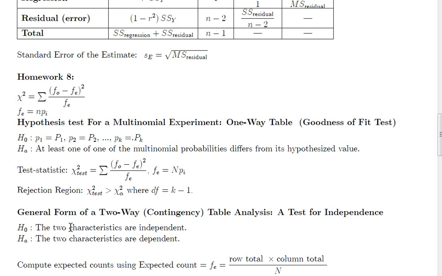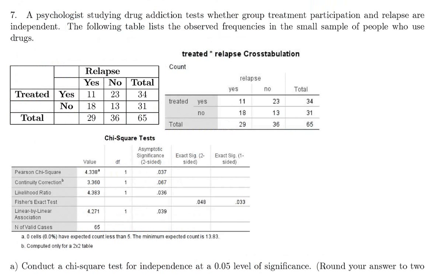Our null hypothesis is that the two characteristics are independent. For us it's going to be treatment and relapse. And the alternative, if we reject the null, is that the two characteristics are dependent, okay, that relapse would depend on group treatment. You can compute a chi-squared test statistic, it's the exact same formula, except a little bit different way to get your expected counts, and you do it from a two-way table. We did that already with the goodness of fit test here. So I'm going to show how to do this in SPSS rather than doing things by hand.